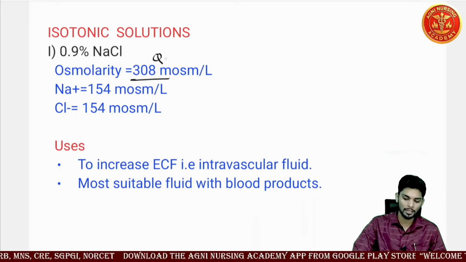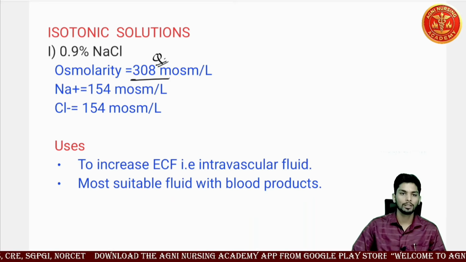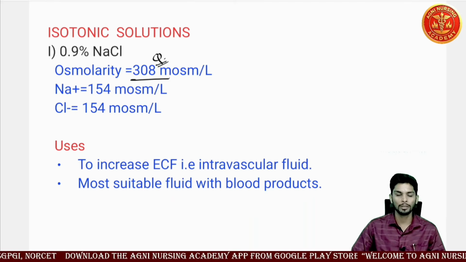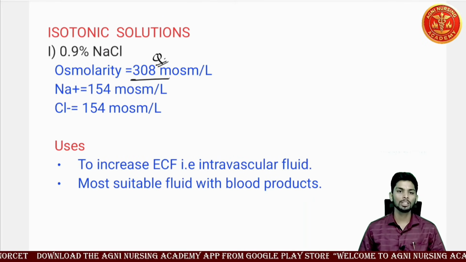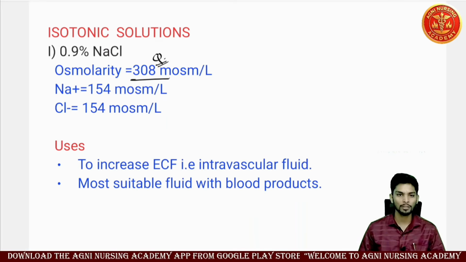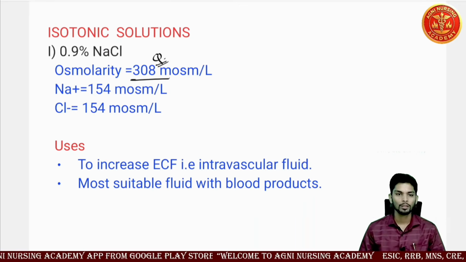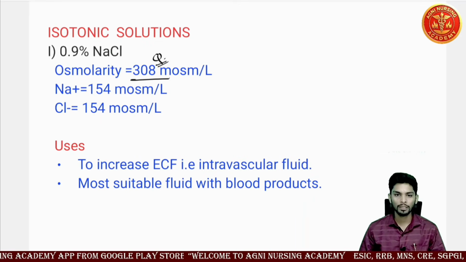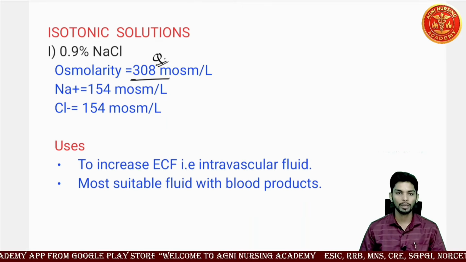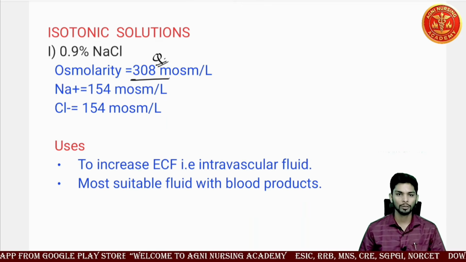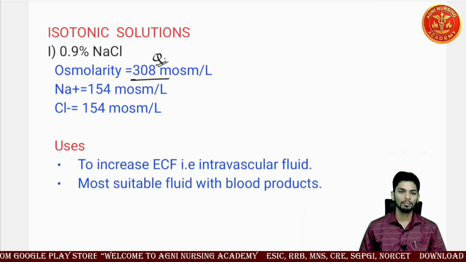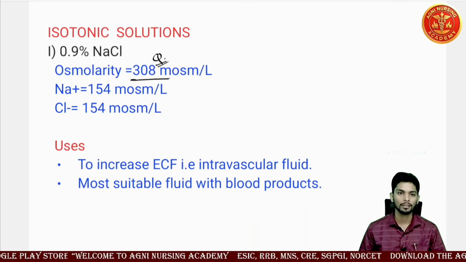Sometimes it may be asked in the exam. Okay, that is, what is the osmolarity of normal saline. So this 0.9% normal saline should be used in cases of increased extracellular fluid, that is intravascular fluid. Okay. So it is the most suitable fluid with blood products. If we are giving blood, the most suitable fluid which will be given with blood products is normal saline.